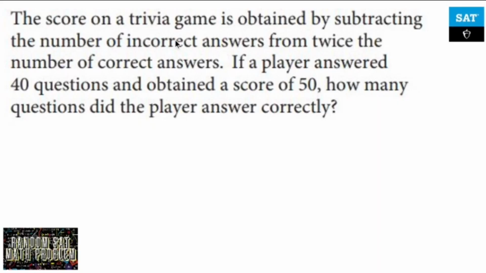The score on a trivia game is obtained by subtracting the number of incorrect answers from twice the number of correct answers. So 2 times correct minus incorrect is going to be your score. If a player answered 40 questions and obtained a score of 50, how many questions did the player answer correctly? All right, so the score was 50.